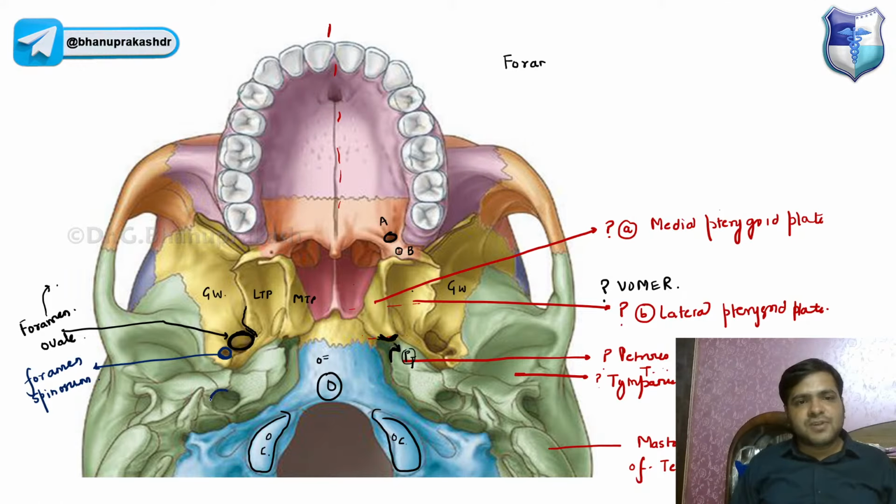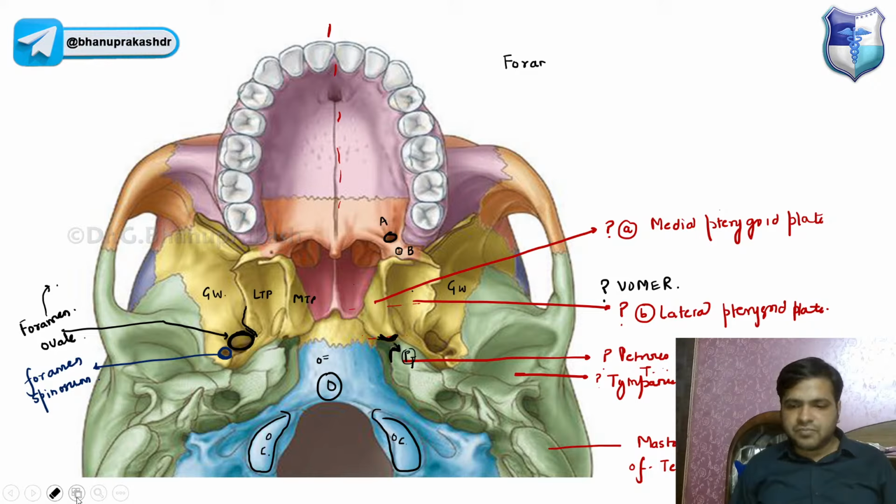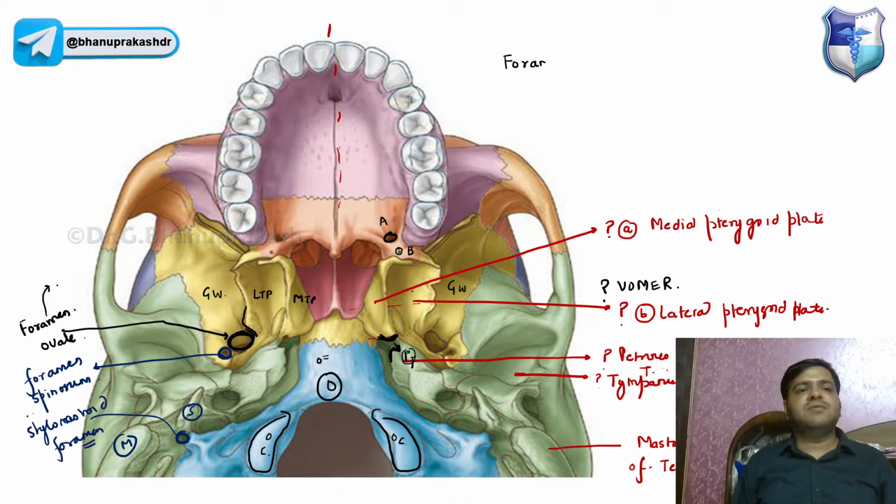One more foramen, if you can just appreciate, guys, this big foramen in the temporal part, between the styloid and the mastoid process. We have the stylomastoid foramen between the styloid process and the mastoid process. This is the mastoid process, and this is the styloid process. So we have the stylomastoid foramen.